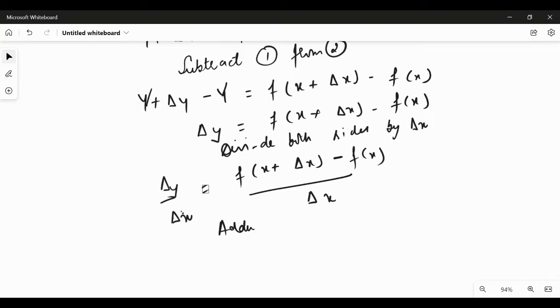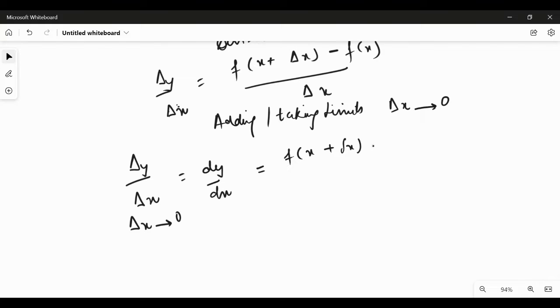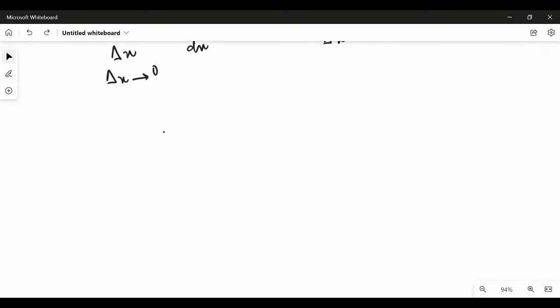Now, taking limits, that is, delta x approaches toward 0. So what I will get is delta y divided by delta x, where delta x approaches towards 0. So I will get dy by dx is equal to f of x plus delta x minus f of x, divided by delta x.